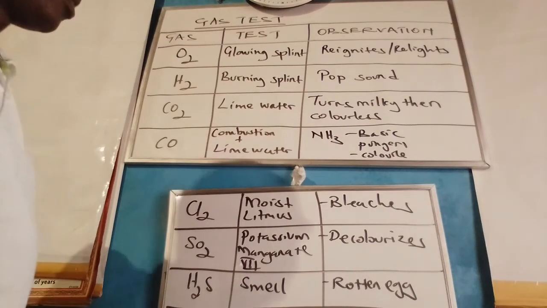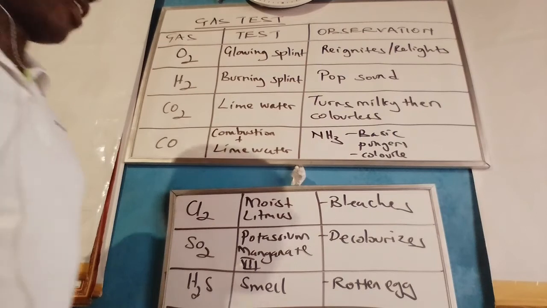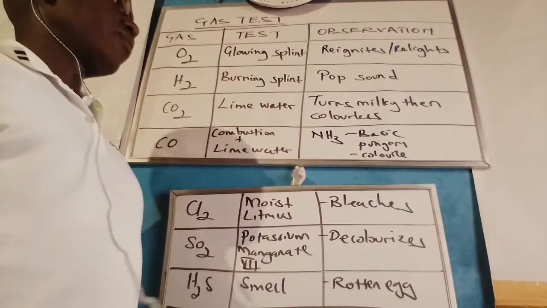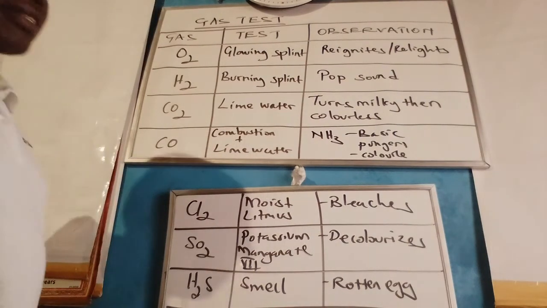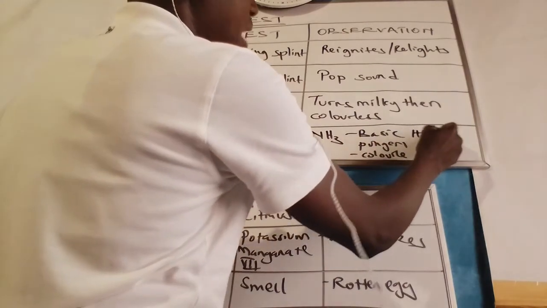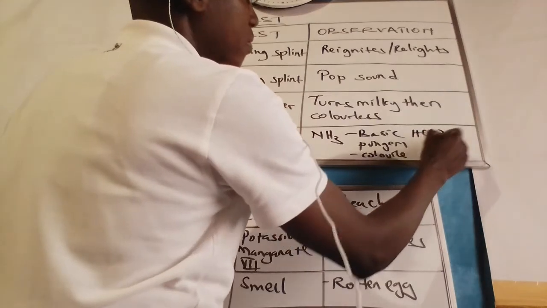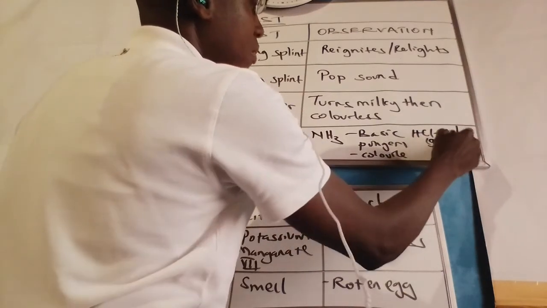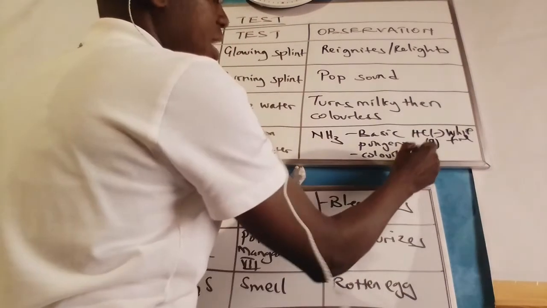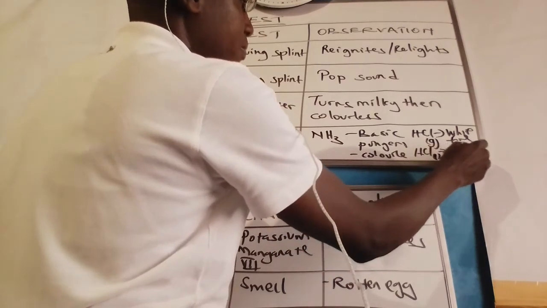And this solution is basic in the sense that when you put litmus into it, it will turn the red litmus into blue. Another test for ammonia gas is that of treating it with HCl. When ammonia gas meets HCl gas, it forms white fumes. Again, when ammonia gas meets HCl solution, it forms a colorless solution.